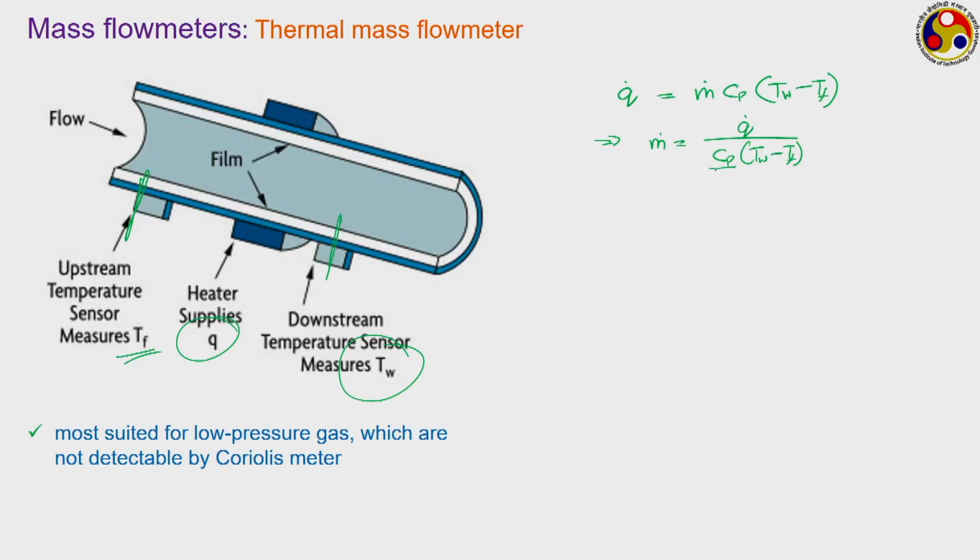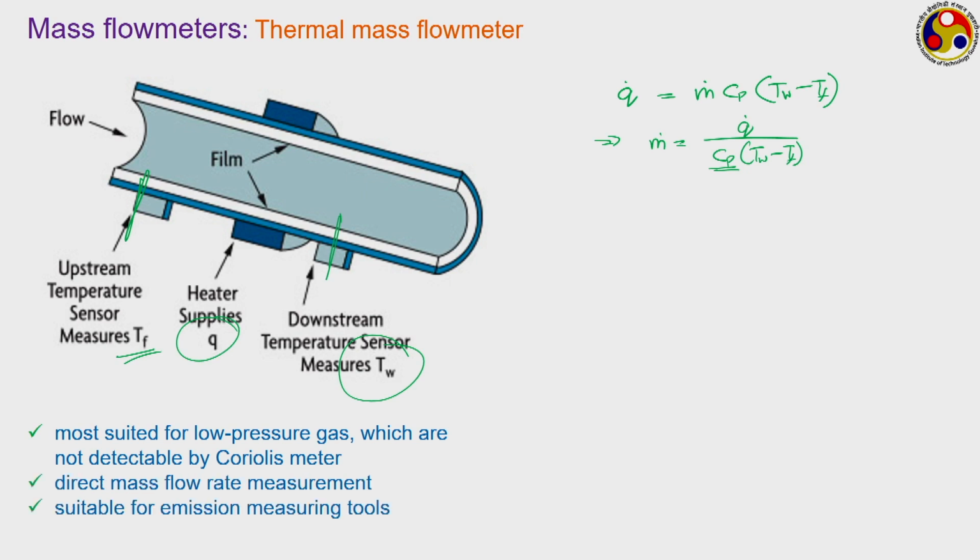One problem of course is Cp, which we generally take as constant, but Cp may vary. If the temperature rise is significant, then Cp can also vary. So, if this temperature rise between Tf and Tw is very significant, then we also have to take some corrective factor into the equation because of the Cp variation. Now, we are again getting a direct mass flow rate measurement. They are particularly suitable in emission measuring tools like pollution emission measurement or car pollution based measurements, etc.